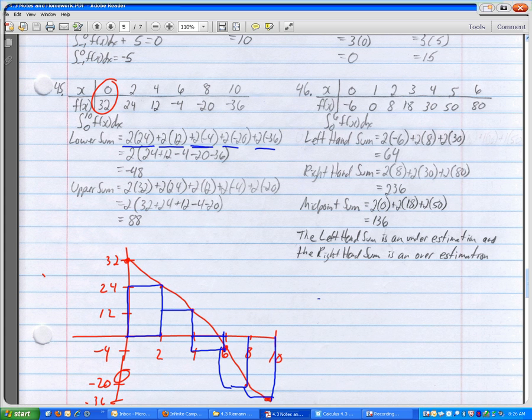All right? To get the upper sum, we do a very similar thing. It's just that now we want our rectangles to look like this. That gives us an upper sum. We just go to the other end of the interval to get the height. So for the first one, it's 2 times 32. For the second one, it's 2 times 24. For the third one, it's 2 times 12. For the next one, it's 2 times negative 4. And then it's 2 times negative 20.